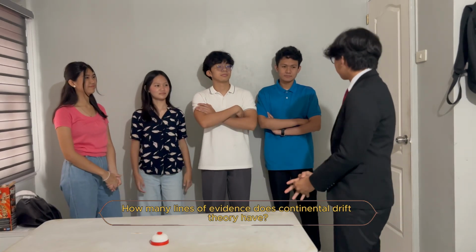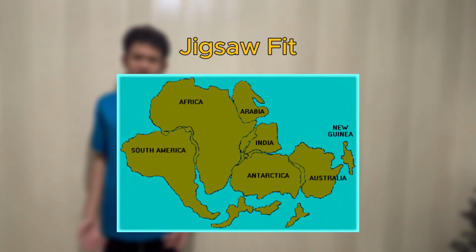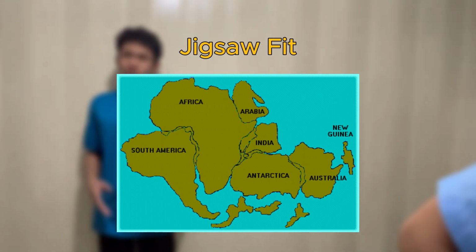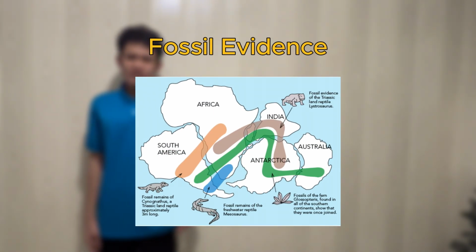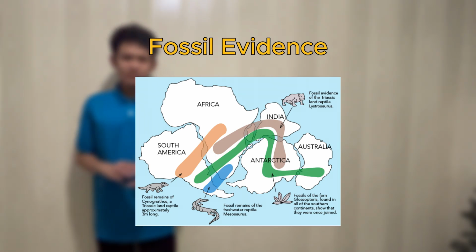Can you please elaborate and explain each? The first line of evidence is the jigsaw fit. The continents look like they could fit together, much like puzzle pieces that have drifted apart. The next line of evidence is the fossil evidence. Fossils of similar types of plants and animals in rocks of a similar age have been found on the shores of different continents, suggesting that the continents were once joined.